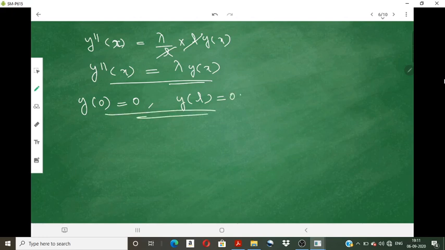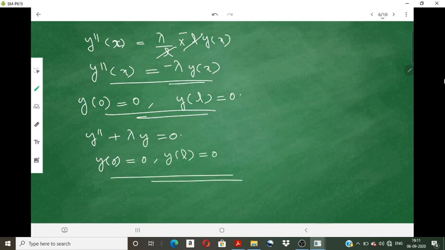So this is the required differential equation, sorry, not integral equation. There is minus L into y of x, so this is minus y of x. That is our corresponding differential equation: y double dash plus lambda y equal to 0, y of 0 equal to 0 and y of L equal to 0. So this is the corresponding equation.